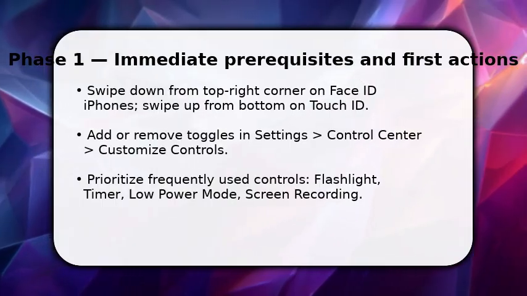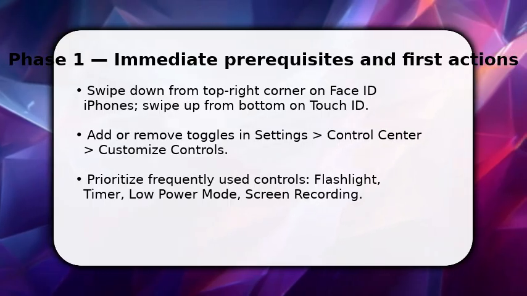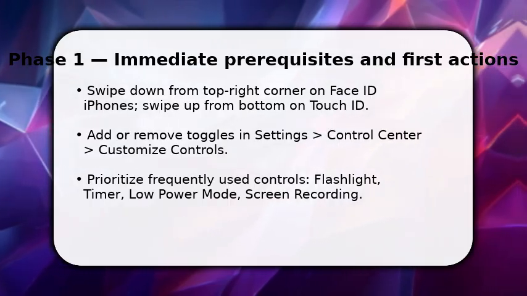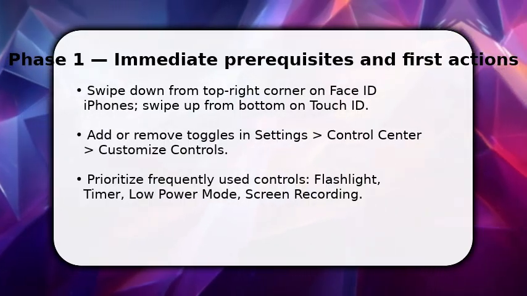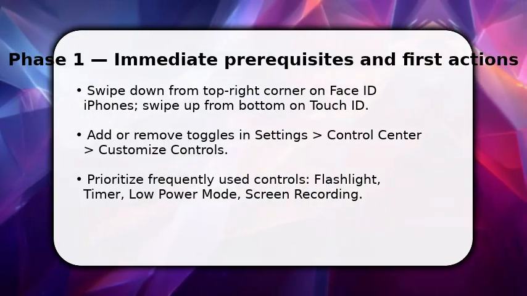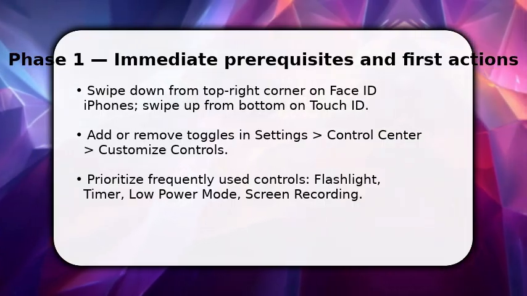You start by opening Control Center. Swipe from the correct corner or edge for your model so the UI appears instantly. Once visible, tap and hold an icon to reveal more options because long press gives quick access to deeper functions.